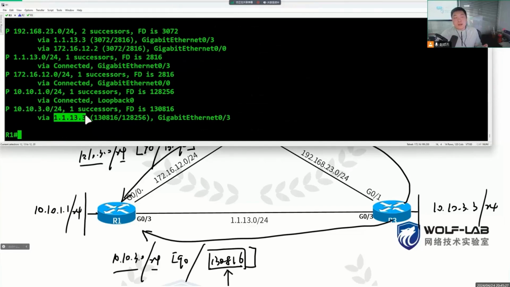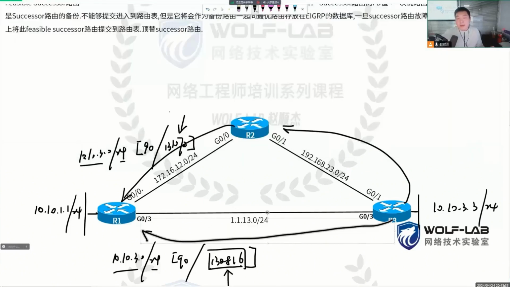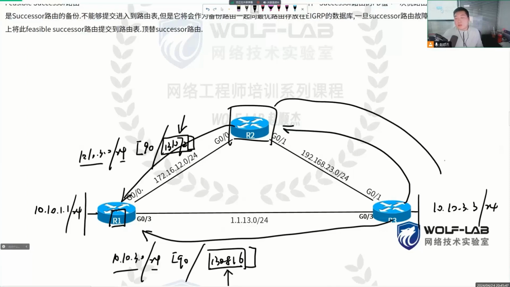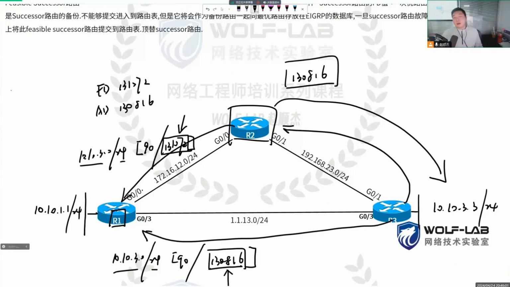So, about 10.10.3.0, we only saw one successor route. Its FD value is 130816. Next, R1 learned the route entry from the link above. Our own metric value to the destination is 131072. The next router, that is R2, its metric value to the destination is 130816. Students, R1's FD is 131072. The AD below is 130816. This is our R1's path above.